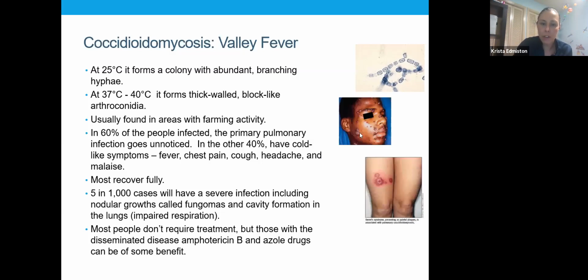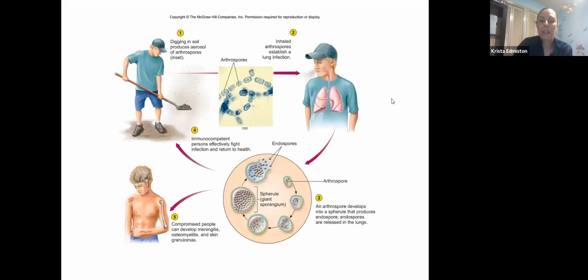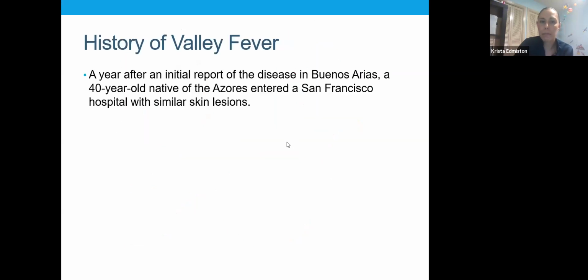Here's some examples of those fungulomas. So they can grow on your face, they can grow on your legs, and they can grow in your lungs. This is just a kind of cartoonish drawing about how those come into your body. So here are those spores. You're digging in the dirt because, I don't know, that's what everybody does in their spare time. Digging in the dirt, the spores come up, you inhale them, they germinate within your body, and then you can develop a disease from that.